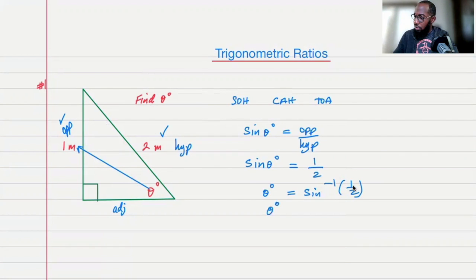So theta degrees is equal to, make sure you calculate this in degrees. When you press sine inverse, open bracket, 1 over 2, you're supposed to get 30 degrees. So sine inverse a half is 30 degrees. So theta is 30 degrees for number 1. Let's look at number 2 now.